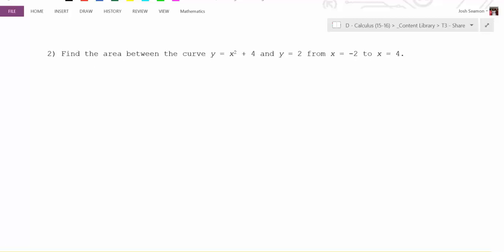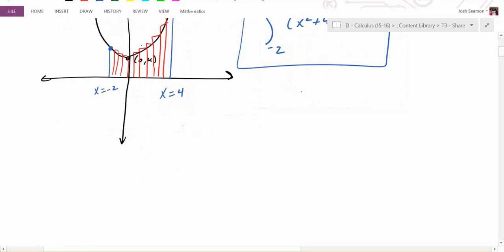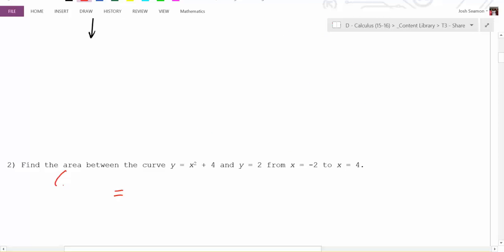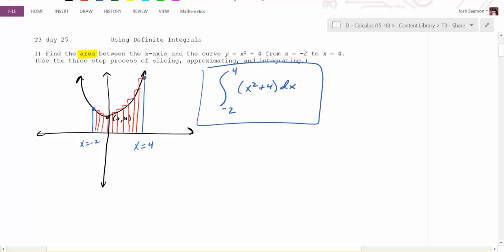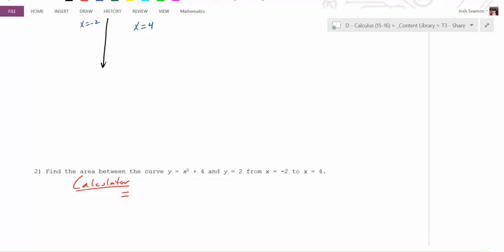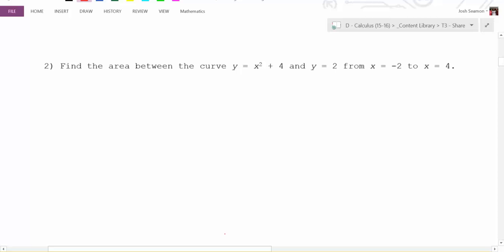So if you found this one, you know what? We can plug it into our calculators and we can find the answer. Do that right now. Use your calculator and find me the answer. Oh, wait, I'm sorry. Excuse me. Put your calculator away. Draw me the picture first before you use your calculator.